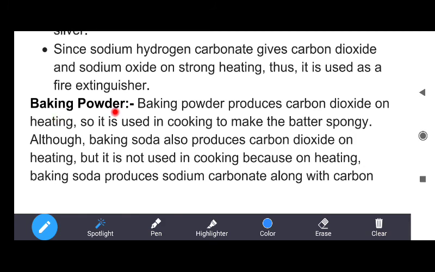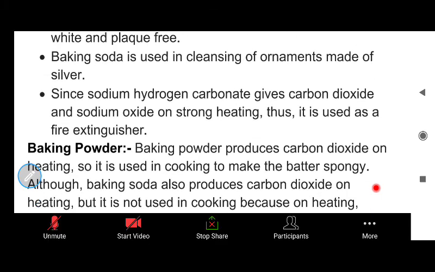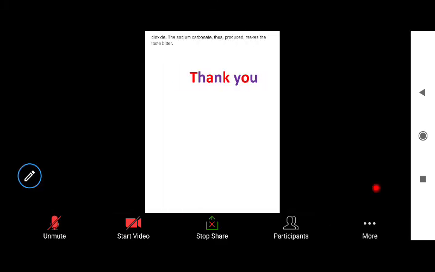Next, baking powder. What is baking powder? Baking powder produces carbon dioxide on heating, so it is used in cooking to make the batter spongy. Although baking soda also produces carbon dioxide on heating, it is not used in cooking because on heating, baking soda produces sodium carbonate along with the carbon dioxide.